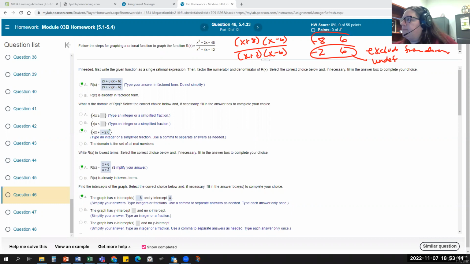And then the top would be basically all three of those points. We have negative two, negative eight, and six are points where the graph is either undefined or zero. But it turns out that at six, it's undefined, but it's not a vertical asymptote, it's a hole.